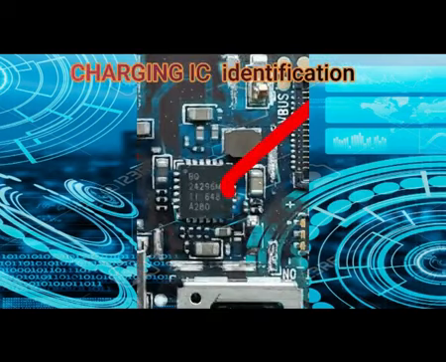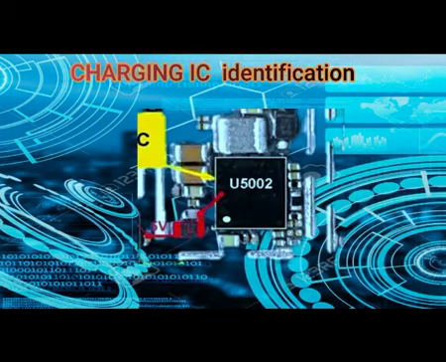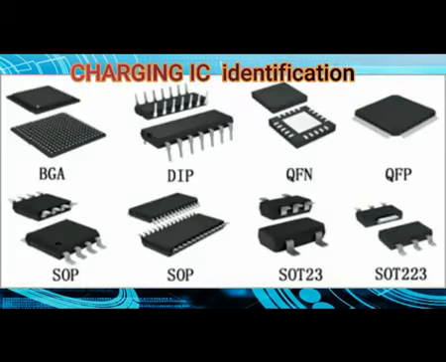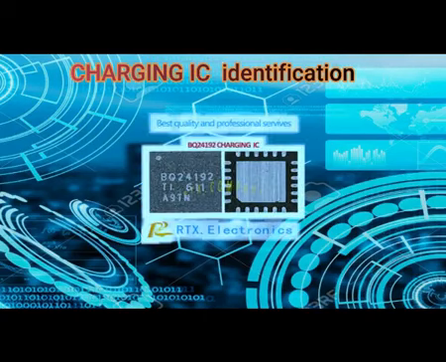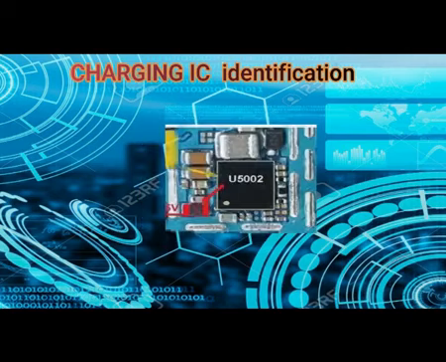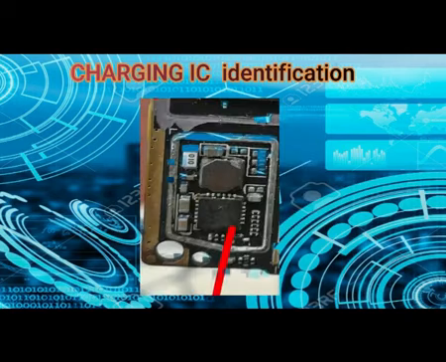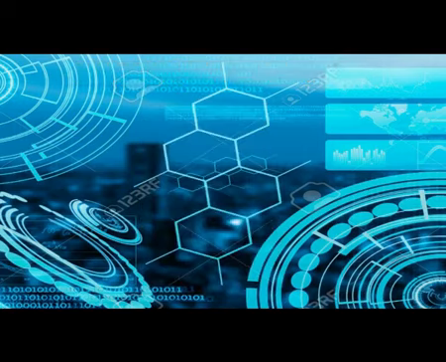Charging IC identification. The Charging IC is found in the power section of a mobile phone. It's similar to the Power IC. In most phones it has one or two big coils around it with a few brown capacitors, not as many as the Power IC. The form can be BGA, QFN, QFP or any type of SMD. Look at those images well and you will be able to identify the Charging IC on any mobile PCB.